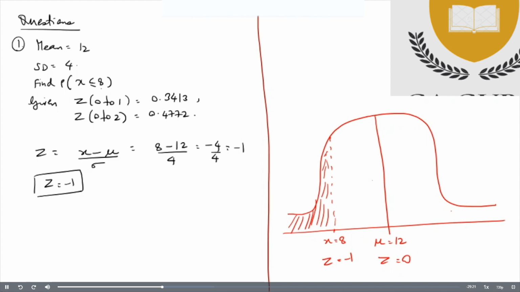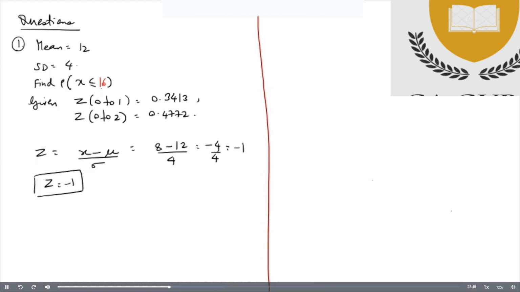0 to 1 is equal to 0.3413, this area. Okay, so the whole thing is 0.5. This whole area is 0.5, and the area which I require is equal to 0.5 minus 0.3413. So the answer which I require is equal to 0.1587. Okay, this is my answer. So I have also done the second part, which is the second question that was given.